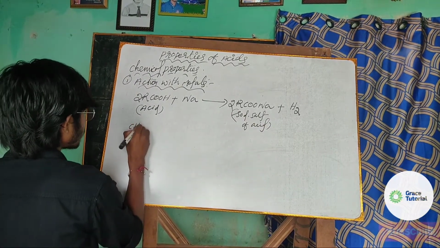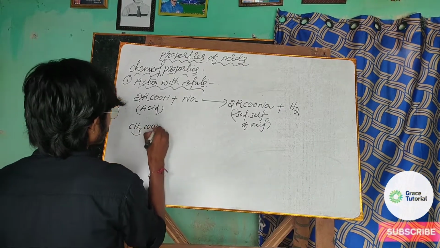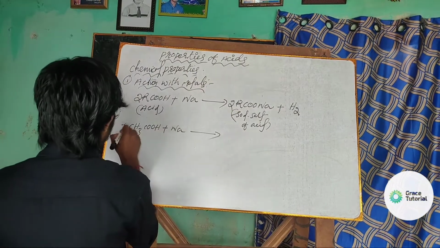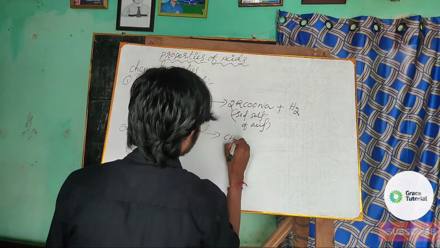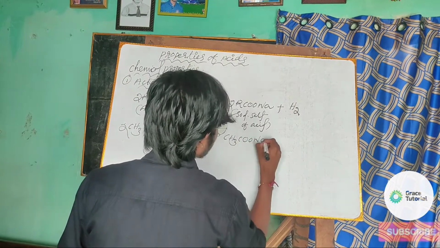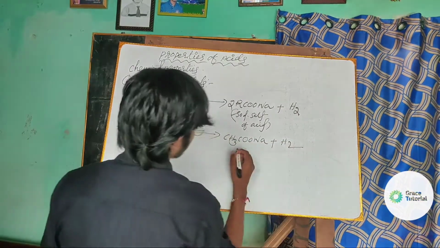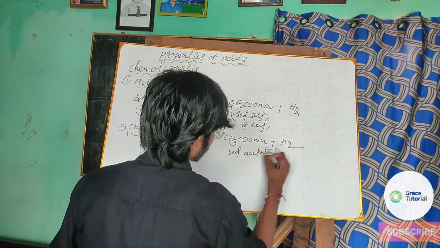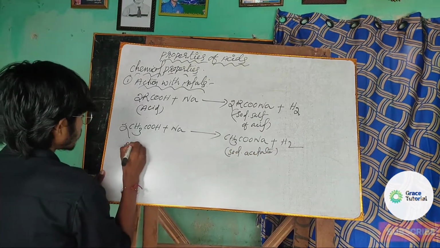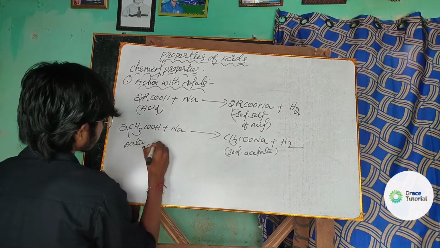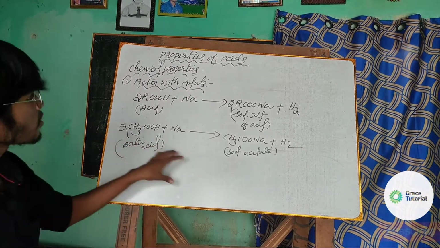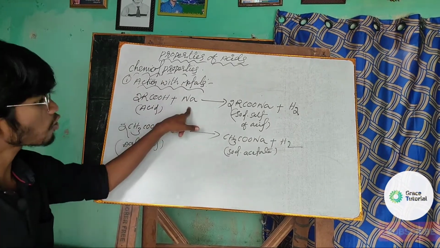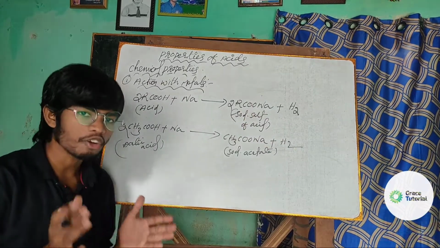So let us take the specific example: CH3COOH. If it is treated with Na, then we get CH3COONa, sodium acetate, plus H2. This is sodium acetate and here this is acetic acid. So this is the first chemical reaction, my dear friends: action with metals. When an acid reacts with metals, it gives the salt with the liberation of hydrogen gas.